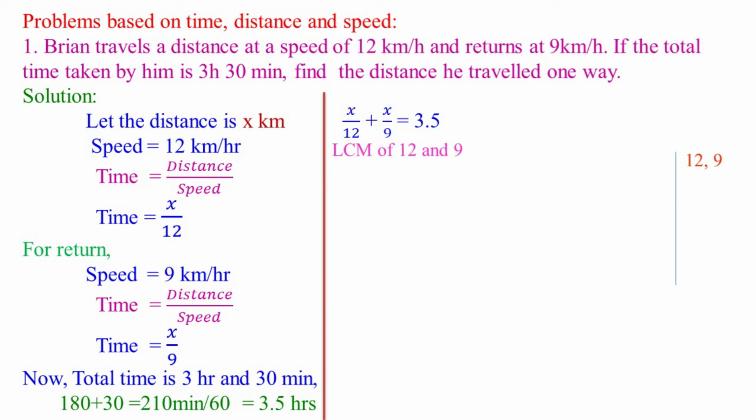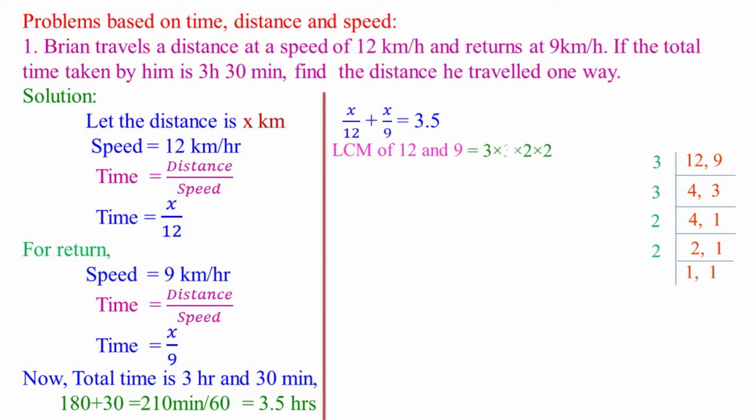Here we have 3 as a common factor, which is a prime factor also. On dividing by 3, we get 4, 3. Again dividing by 3, we get 4, 1. Now you are going to divide by 2. On dividing by 2, we get 2, 1.